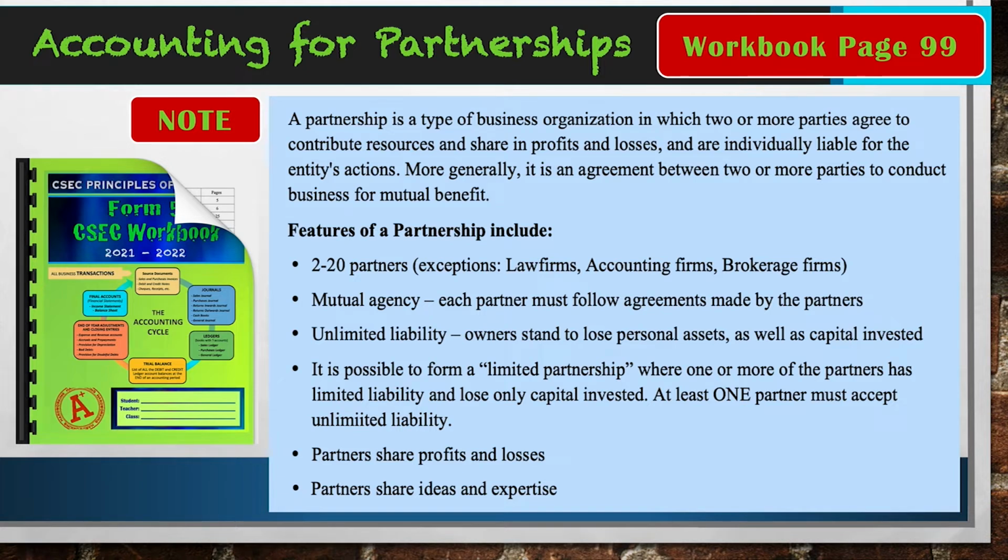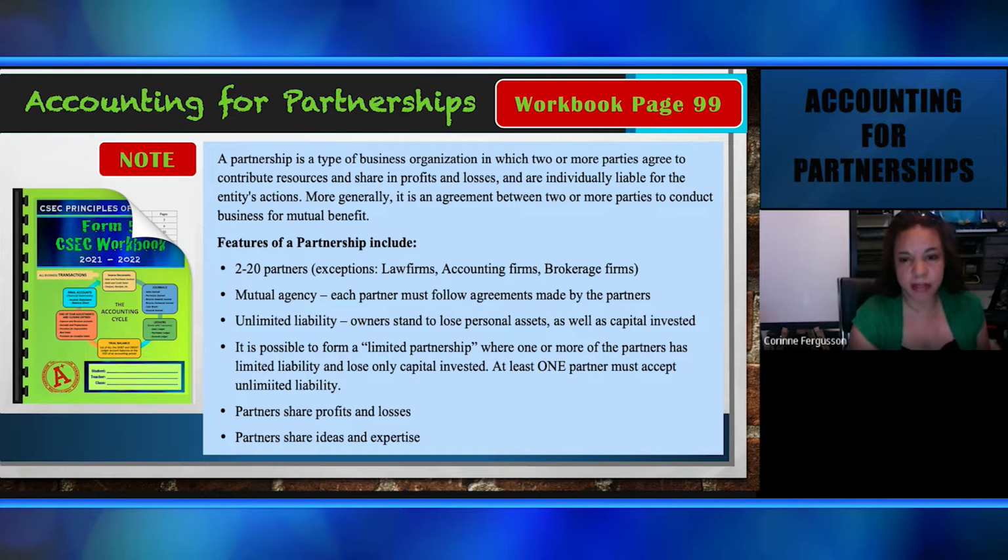for law firms and accounting firms and brokerage. Accounting firms can have more, law firms, I believe, can have more. The brokerage firms have less. So I believe when we learned it, I don't know if things have changed, but for brokerage firms, it's 2 to 10, I believe it is. And then for accounting and law firms, it's 2 to 50. But in general, it's 2 to 20 partners, okay?